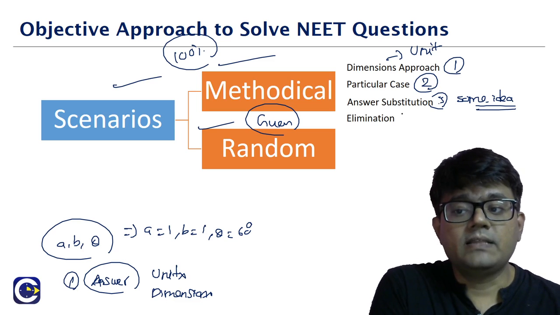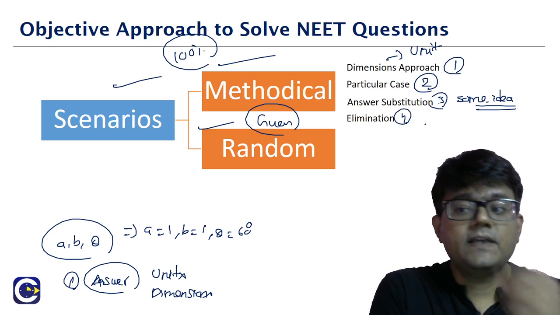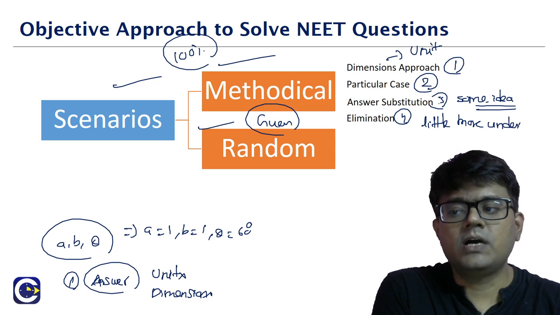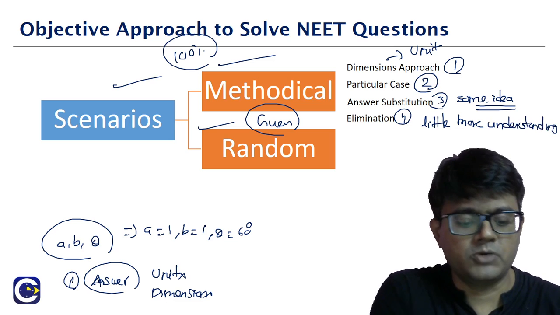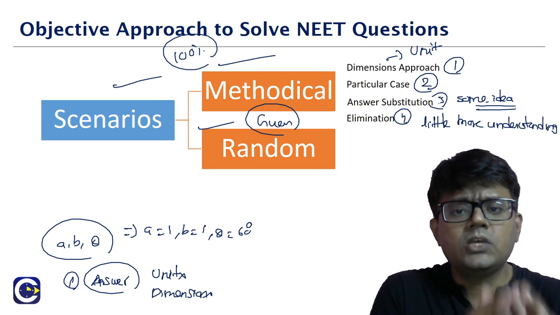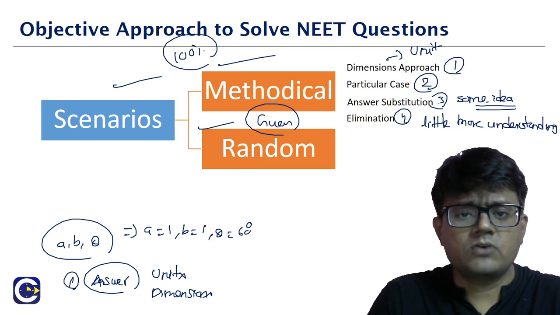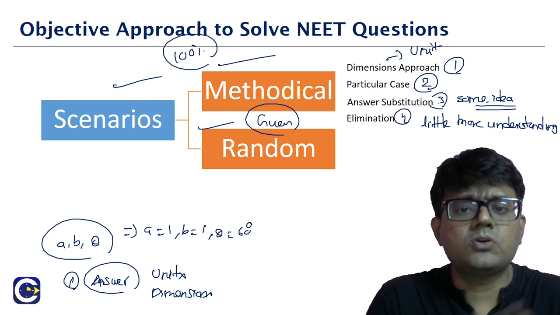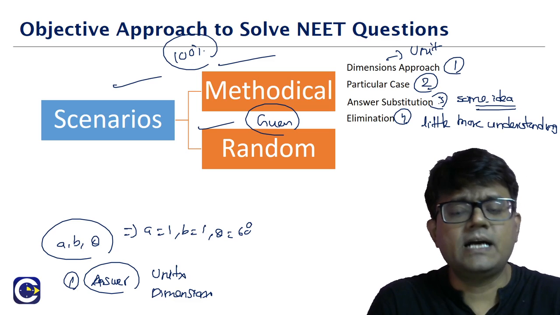Fourth is the elimination approach. For this we require a little more understanding of the concept. In the elimination approach you have 4 options, and we have to eliminate 3 by using our understanding. After eliminating them, we will be able to choose the remaining answer as the correct answer.